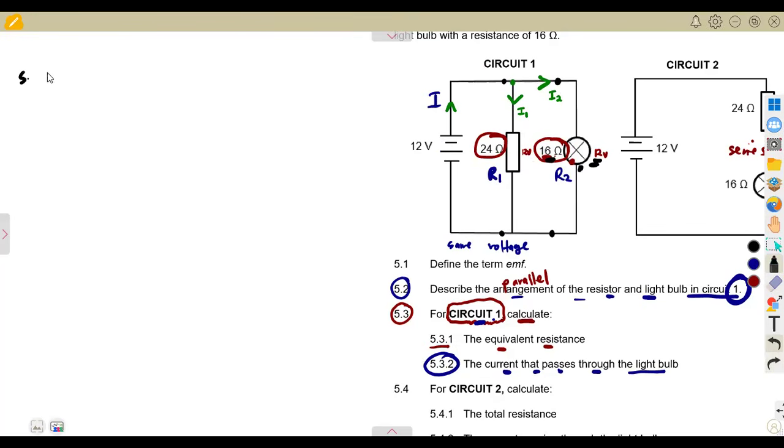All right, so that's 5.32. The current there is going to be voltage over resistance. Remember your formulas, where you use the voltage across the bulb. So the voltage across the bulb is 12 over the resistance across the bulb also, and that is 16. That's for a parallel circuit. You have to consider that a parallel circuit is different from a series circuit. So this is going to give us 0.75 amps if you calculate it properly. All right, so that's our 5.32.